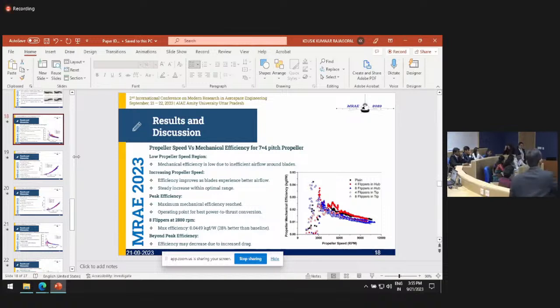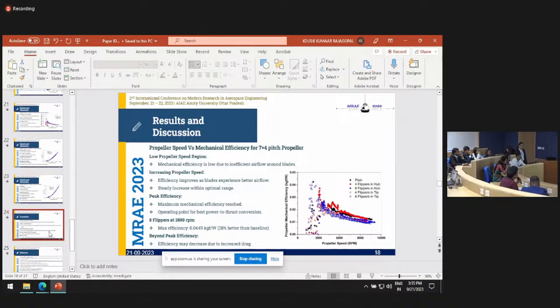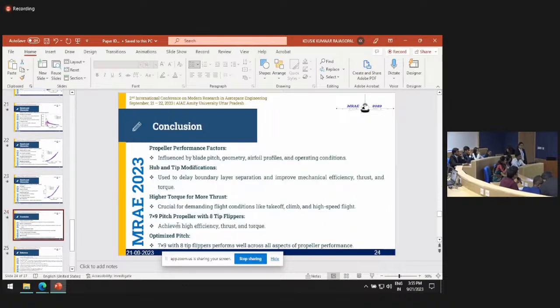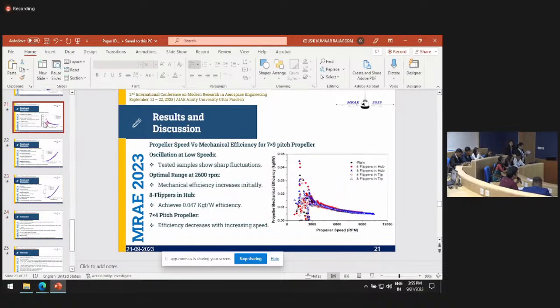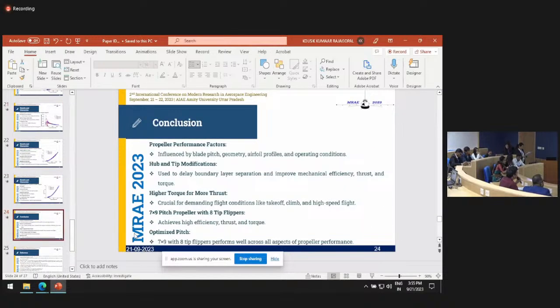What is the optimized pitch? The optimized pitch is 7x9 with 8 flippers. That means you have the optimized pitch as well as 8 flippers, both with 7x9 only. I think there may be some mistakes. I'll check. Actually, it is 7x4. It's my mistake, a typographical error on slide 18.